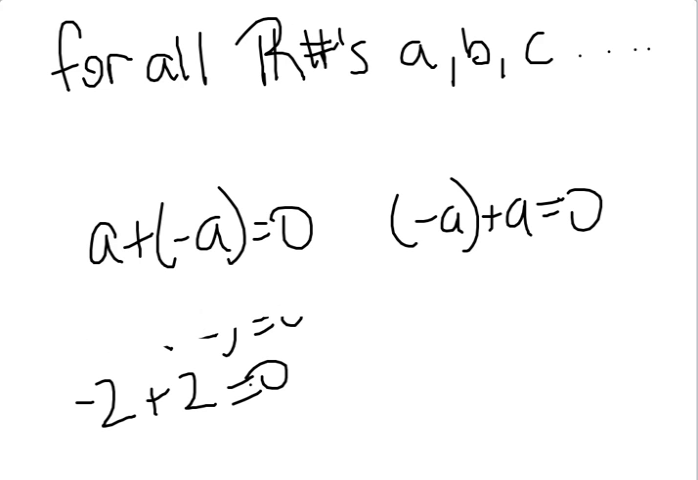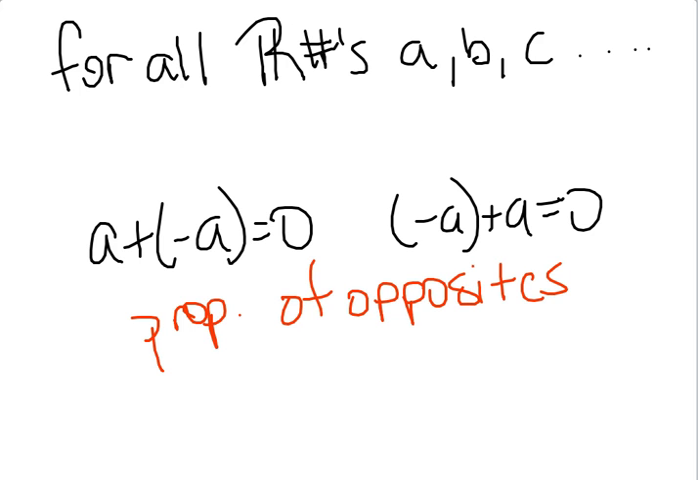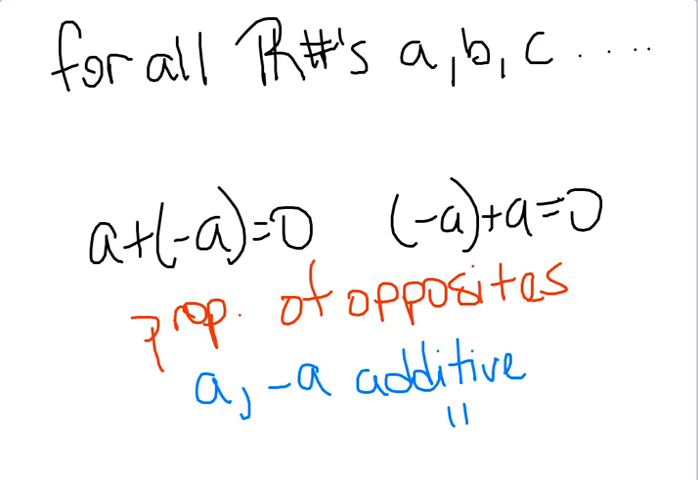So we call this property that says if I add the opposite, I'm going to get 0, the property of opposites. And we actually have a special name for A and -A, or A and the opposite of A. A and -A are called additive inverses.